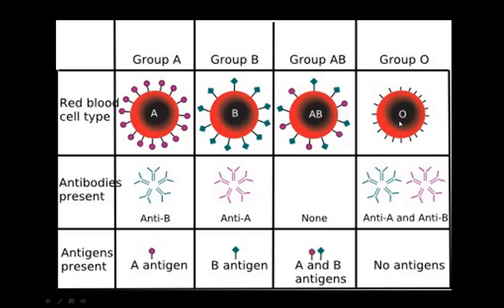Now O can only receive O, and the reason for that is because of this right here. It has both anti-A and anti-B antibodies present. So any of these could match up with these, so you can only receive O if you have O. Okay? So that's how those blood types work.